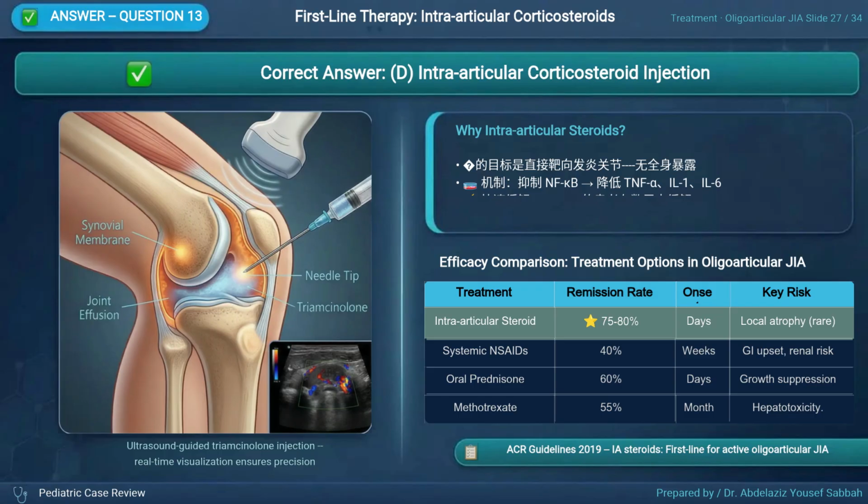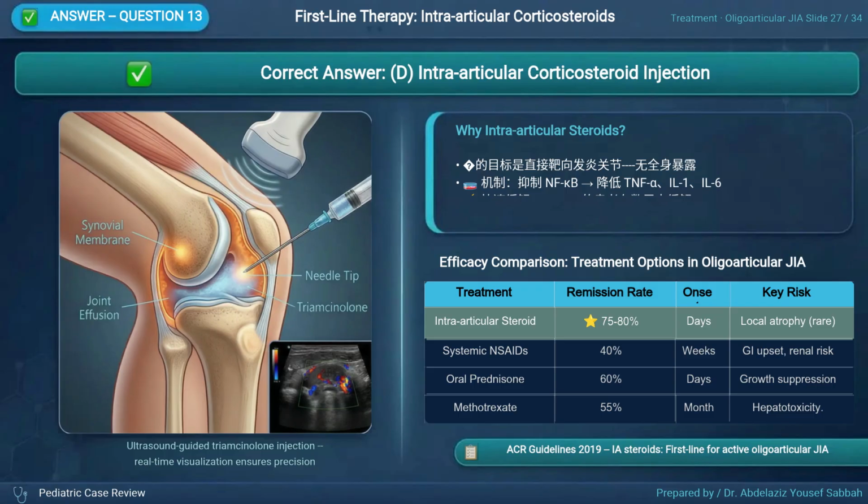Comparing treatment options, intra-articular steroid has a remission rate of 75 to 80% with onset in days and a rare risk of local atrophy. Systemic nonsteroidal anti-inflammatory drugs have a 40% remission rate with onset in weeks but carry gastrointestinal and renal risk. Oral prednisone has 60% remission rate but causes growth suppression.